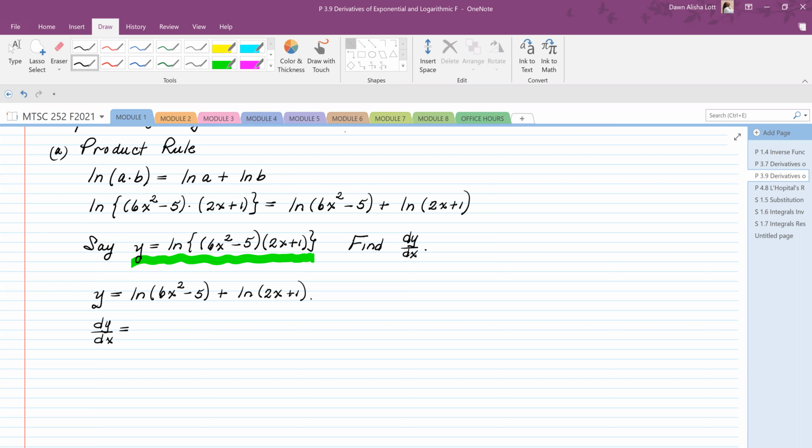differentiating the first term, I'm going to put 6x squared minus 5 in the basement, and on top of it, I'm going to put its derivative, which is 12x. And then for the other piece, I'm going to put the 2x plus 1 in the basement, and its derivative on top, which is 2. And now I'm done. Nice and easy. Okay, any questions?